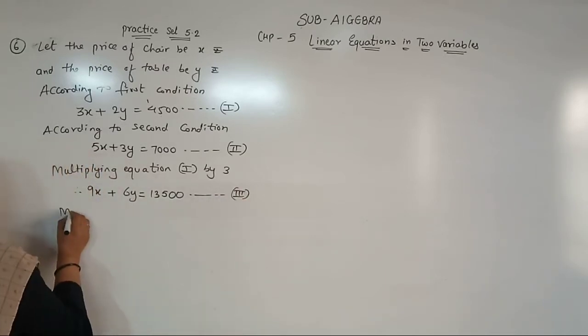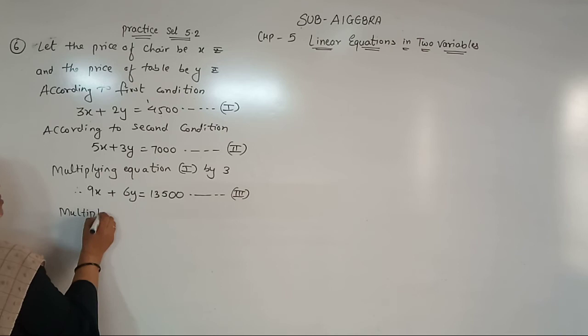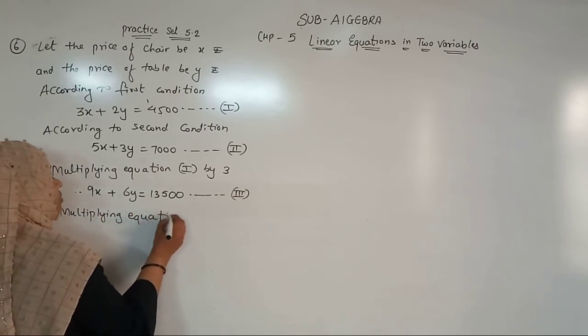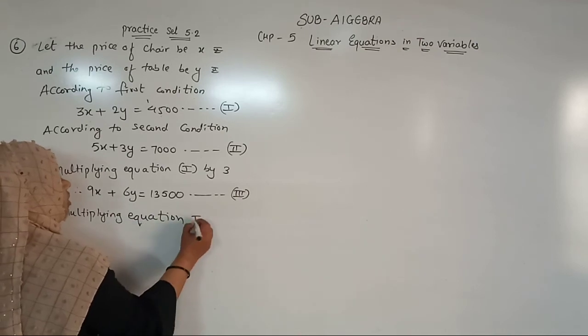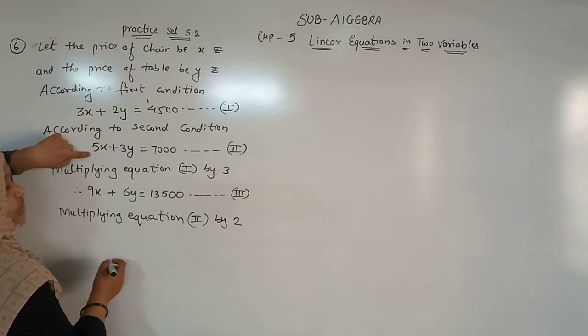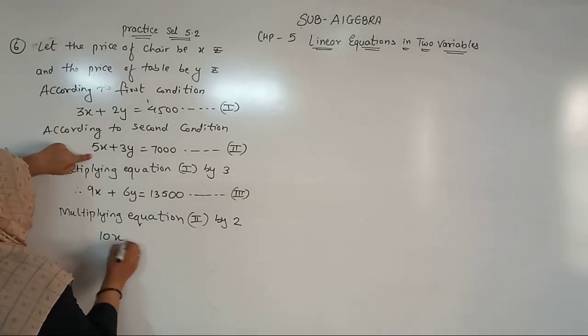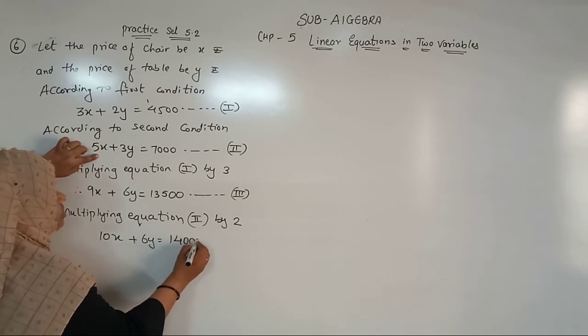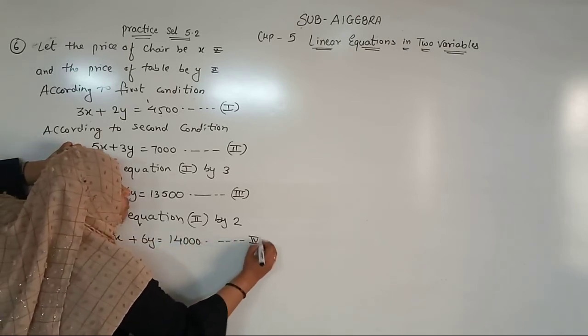Done? Now again I have to write the statement. See, don't write both statements together, you have to write a different statement and go for the equation. Okay, now I will multiply equation number 2 by 2. So my second equation is this. 2 5s are 10x plus 2 3s are 6y is equal to 2 7s are 14,000. So that is my fourth equation.